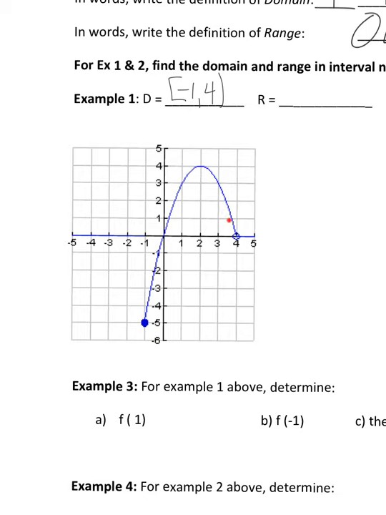Now look here at 1, at 2, at 3, we have multiple outputs, but that's okay. Remember, different inputs can give us the same output. And we're not listing how many there are of the outputs, just what they are. So we're going from negative 5, and there's no break until we go up to 4. So our range is going to be including negative 5 and including 4 because we don't have open circles at those values.